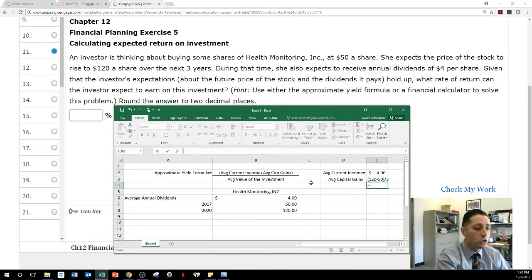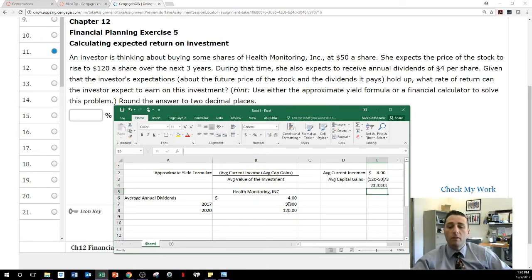Now let's actually do the problem. So if we put it on here, we go equals 120 minus your 50 divided by the amount of years, which is 3. And we get to some number that says 23.33333. Now let's leave that there, because what we're going to be doing is plugging that in at the very end to another formula. So we have the first two. We have average current income. We have average capital gains.